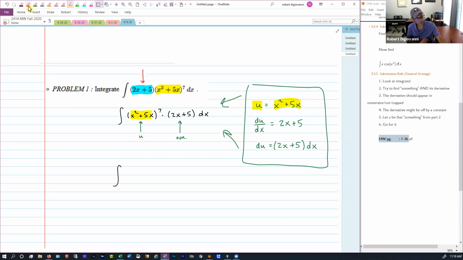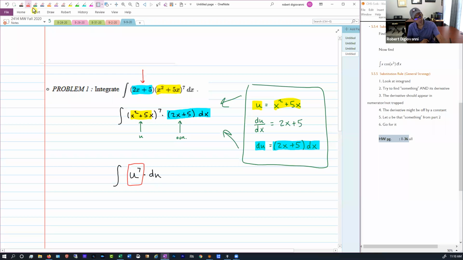So that's just going to be u to the 7th power. Don't forget that 7th power that was up there. And then, luckily for me, look at this: 2x plus 5 dx is exactly 2x plus 5 dx right there, so that's going to be replaced with du. Now we're ready to find the antiderivative of this. Notice it's in terms of u now, so this is really just asking, do you know the antiderivative of u to the 7th? And we can do that because that's a power rule.